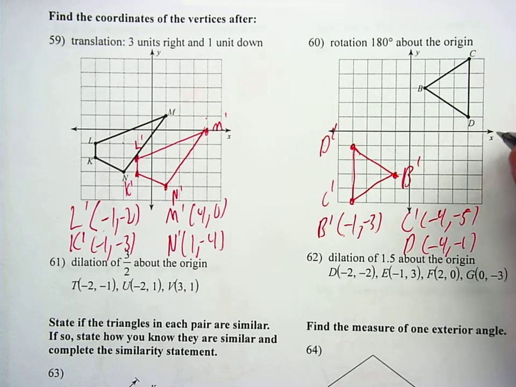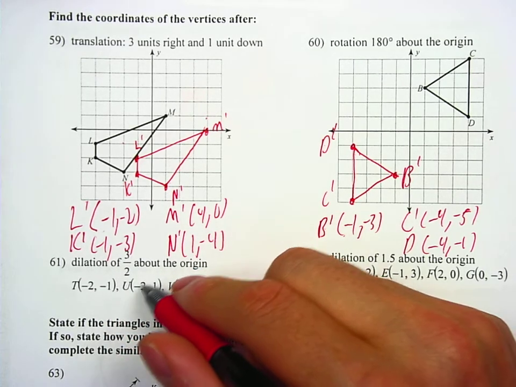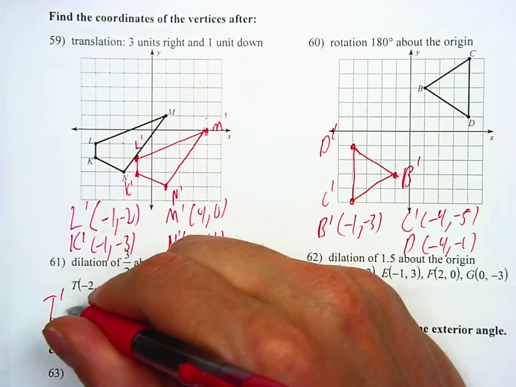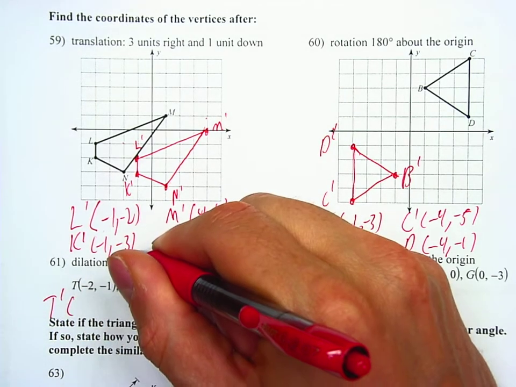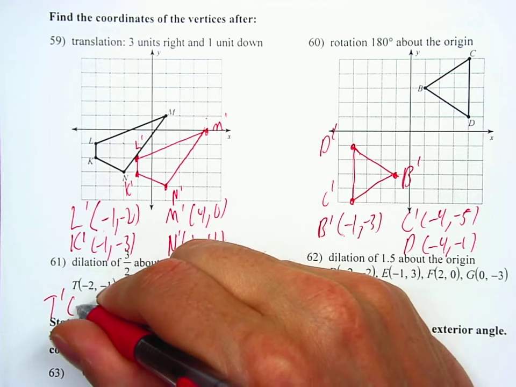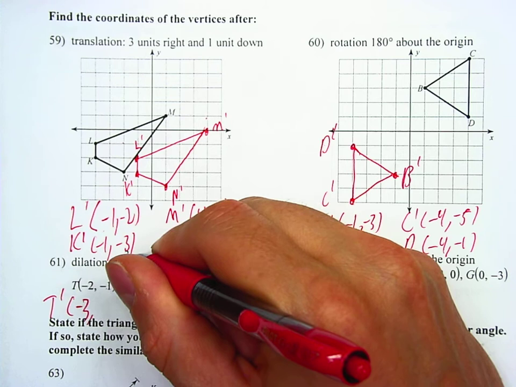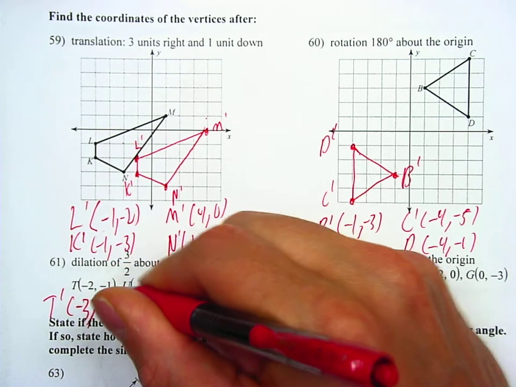All right, dilations. Dilations are when you have a scale factor. So you multiply each of your points by said scale factor. So I'm going to take 3 halves times each of these coordinates to get my image of my dilation. So the image of T is equal to -2 times 3 halves. In other words, -2 times 3, -6 divided by 2, -3. -1 times 3 is -3 halves. I can leave that as a fraction if I want, or I can make it into -1.5.